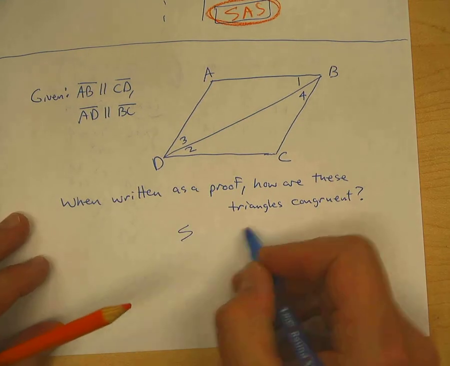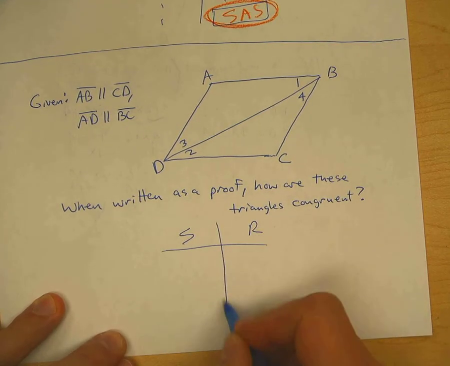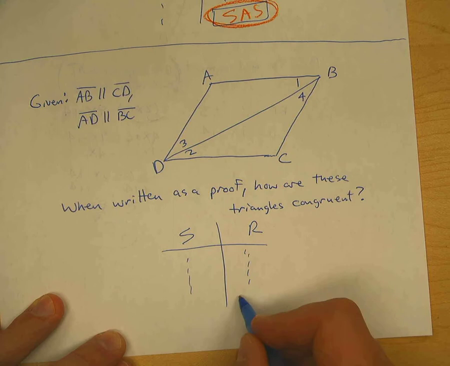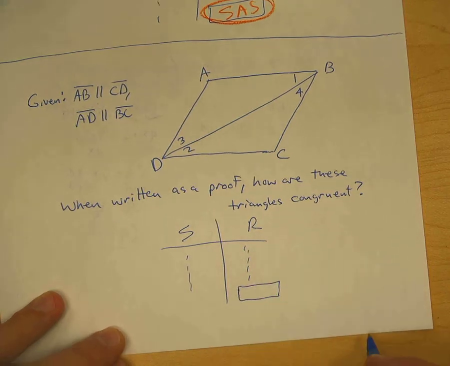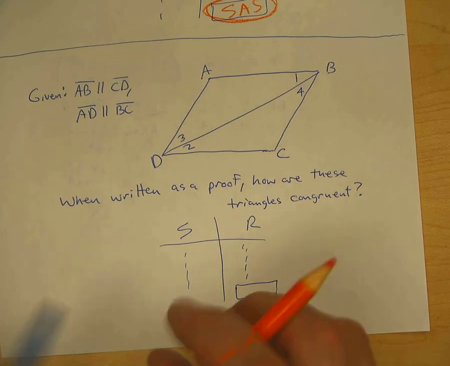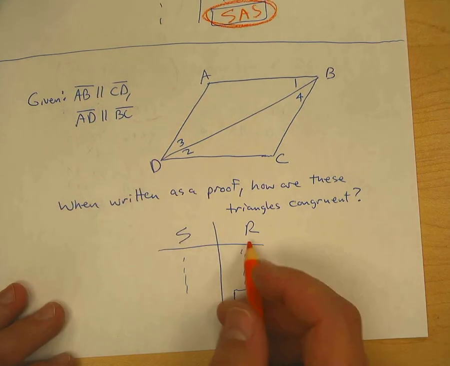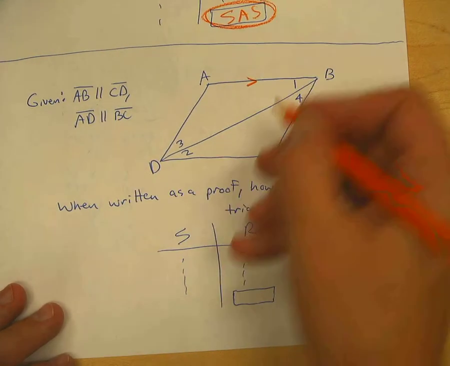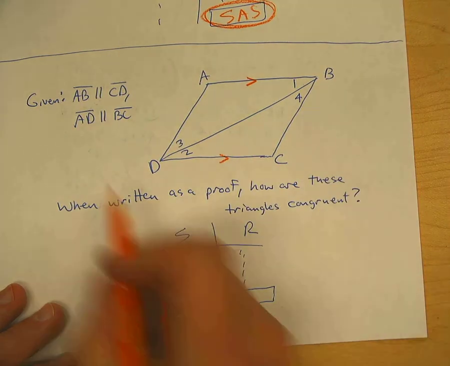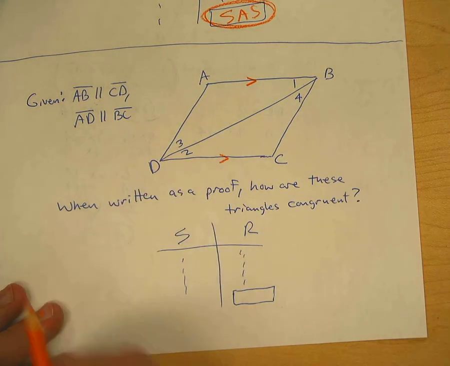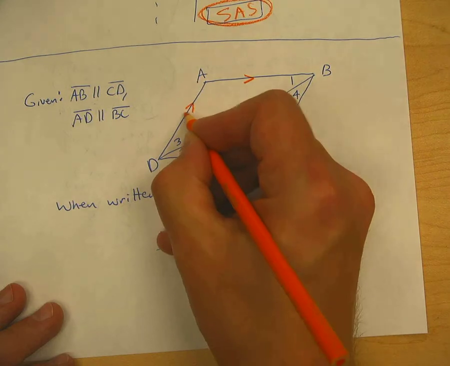You're going to have a proof with statements and reasons. Kind of going down here, and then you need to know what goes in this last step here. So it tells us that AB is parallel to CD. So parallel means I put little arrows here. Then it says AD is parallel to BC. So I'm going to put arrows right here.